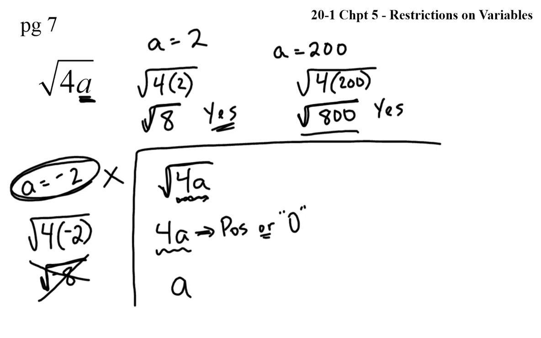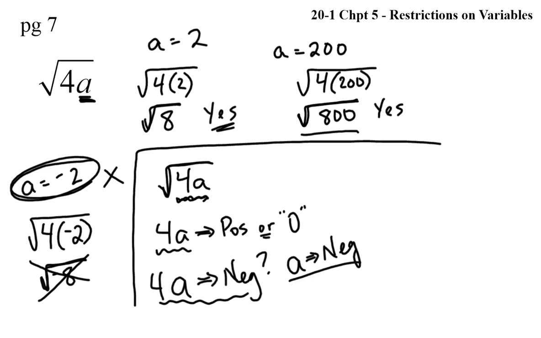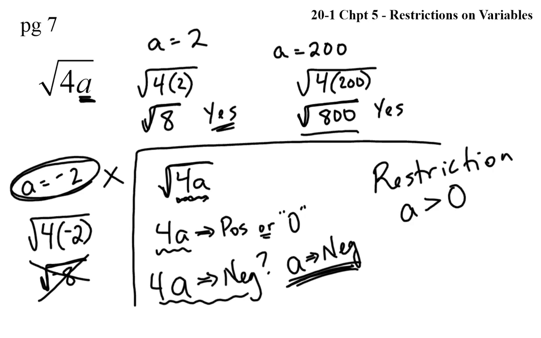What's going to make 4a negative? If a is negative, that's going to create 4a negative. So a can't be negative. So we would write the restriction in this case: a must be greater than or equal to 0.